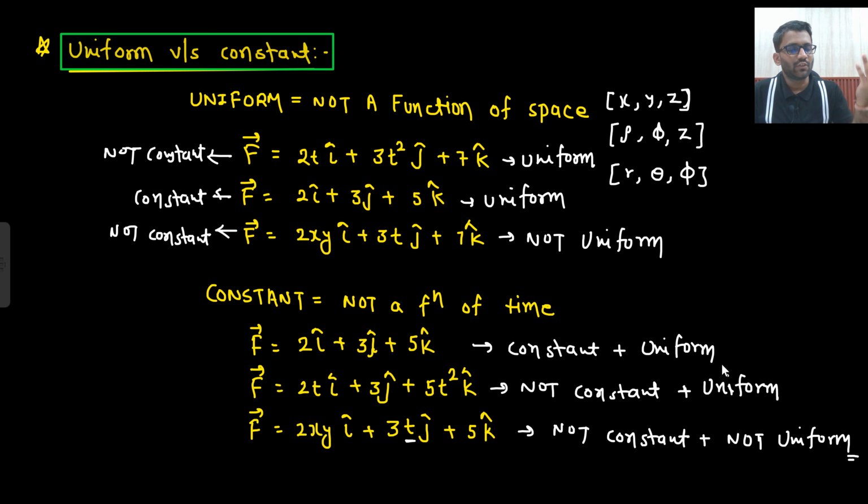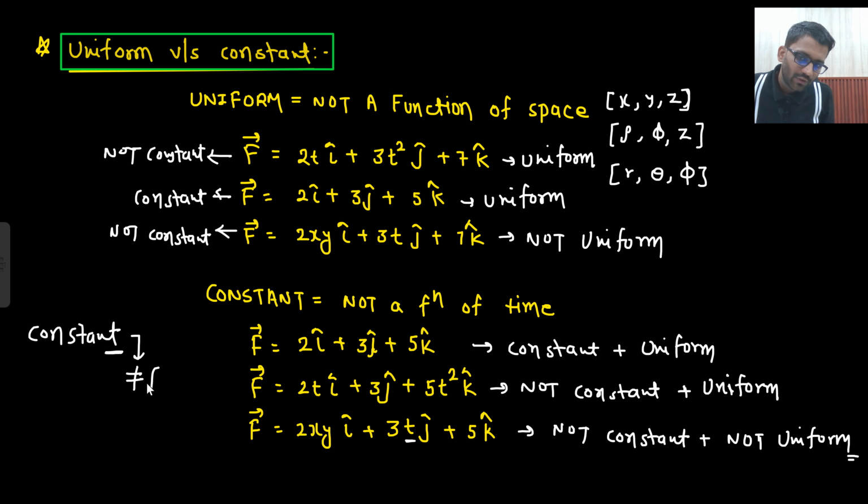Constant means not a function of time. So how will you remember? Constant, so T is coming now. So it should not be a function of time. T stands for time, right? You should not get confused in the examination. Uniform means not a function of space. You will realize that there are two words, uniform and constant. Constant, T, so that should not be a function of time. So uniform means that it should not be a function of space. Well and good, very straightforward.